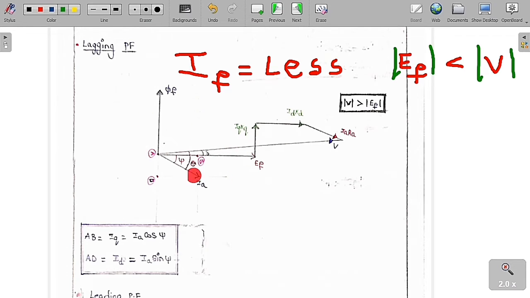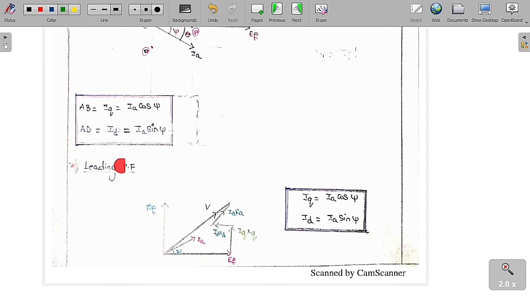Lagging power factor means the current is going to lag the EF voltage. So now we will draw for the leading power factor. Leading power factor means the current IA is going to lead the EF. Whenever the current IA leads the EF, the field current is very high, which means the EF value is always greater than the terminal voltage. So EF is always greater than the supply voltage.